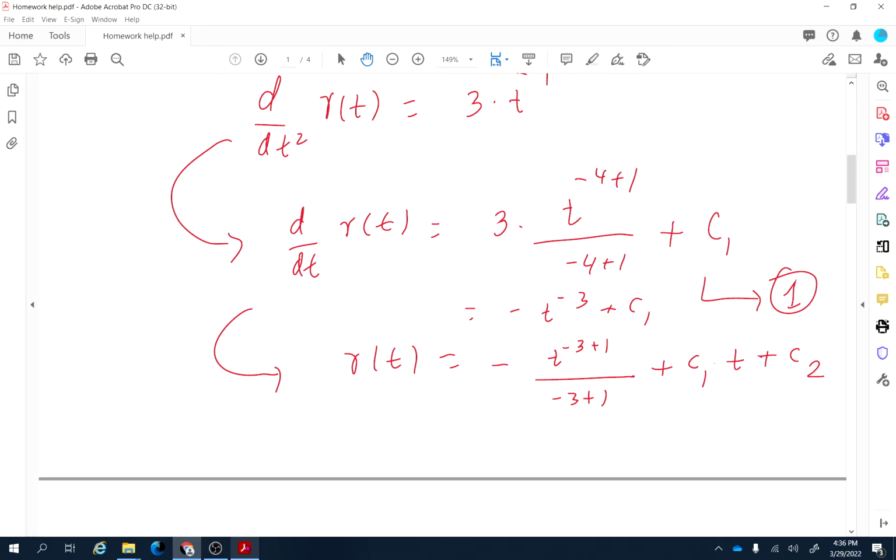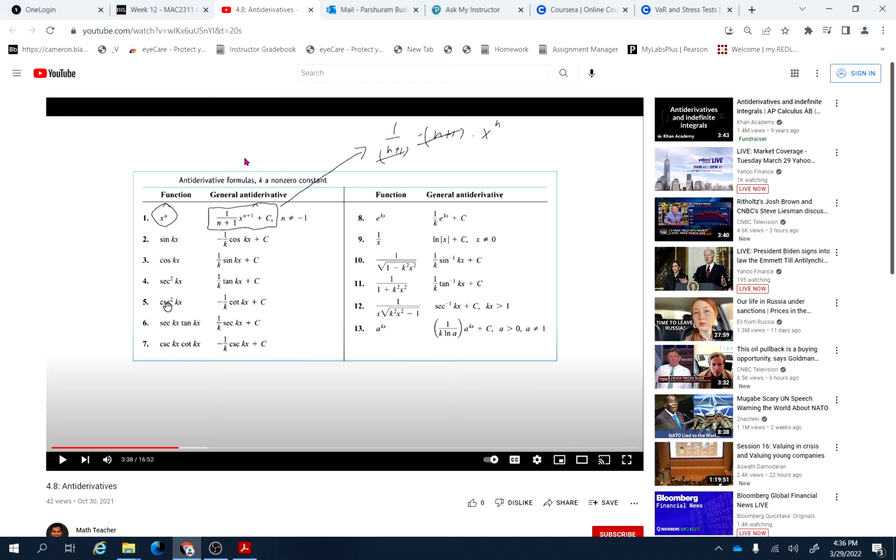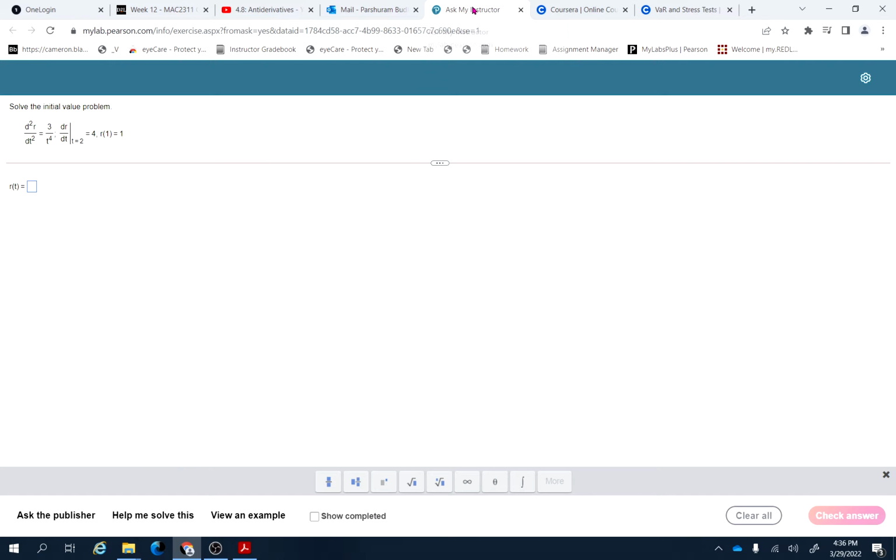Okay, so now we have two different equations, and if you look at these two equations, there are two different constants, c1 and c2. To find the value of r of t, we need to find c1 and c2, and for that we can use the given relation here. The value of the first derivative when t is 2 is 4, and the value of r when t is 1 is 1. So we can use this fact here. That's called the initial condition, or initial value.